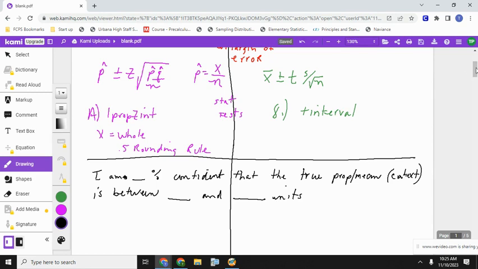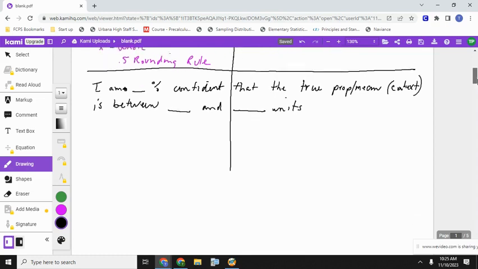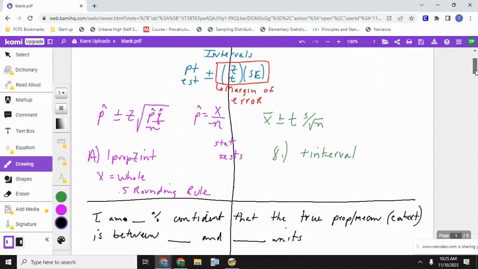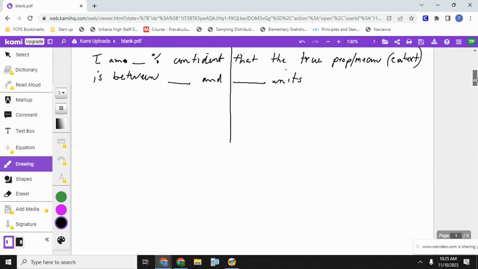So next thing up is the sample size questions. Okay, so that's your confidence interval. Next thing is sample size.